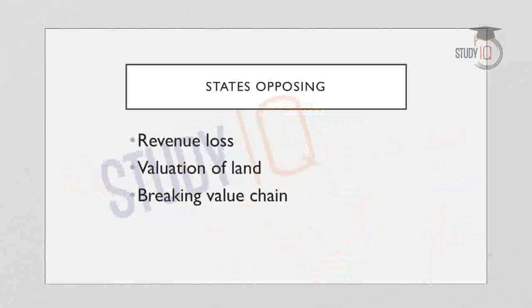was taken away. Now let us understand what were the reasons some of the states were opposing this proposal of the GST Council to reduce the GST rates on real estate. The first reason is revenue loss. The second one is the valuation of land. The third one is that in the absence of an ITC, or input tax credit, there will be a breakage to the value chain. So these are the three main reasons. Let us analyze each of them.